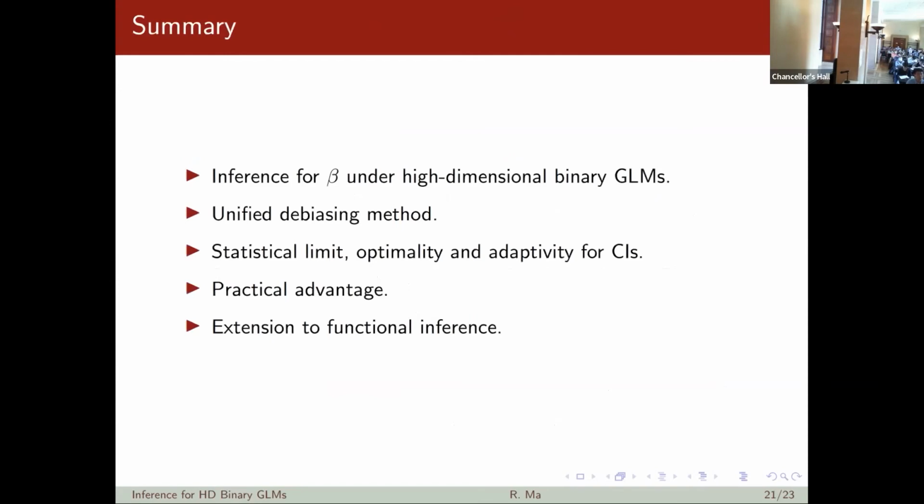And as a quick summary of this talk, we basically considered inference for beta under a large class of binary GLMs by allowing flexibility of the link function, and we discussed a unified approach, followed by some discussions of statistical limit, optimality, and adaptivity, mainly for confidence intervals. And then we also show that there are further advantages from this unified approach, and also extensions to other inference problems.